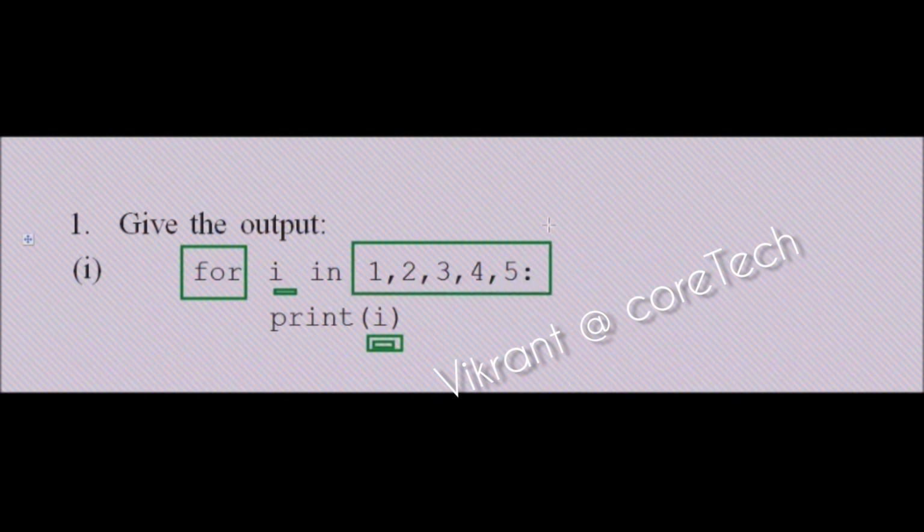In question number 1, we have a for loop. I is the name of the variable which is printing the content in separate lines. And the content is 1, 2, 3, 4, 5. It means the output should be 1 followed by 2, 3, 4 and 5 in different lines. Here it comes. Let us see the next question.